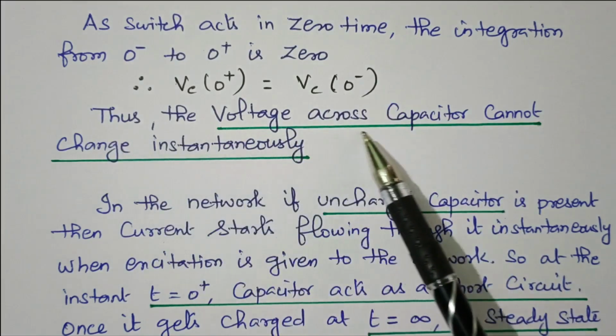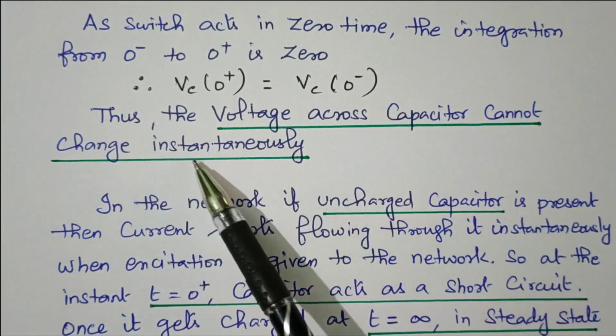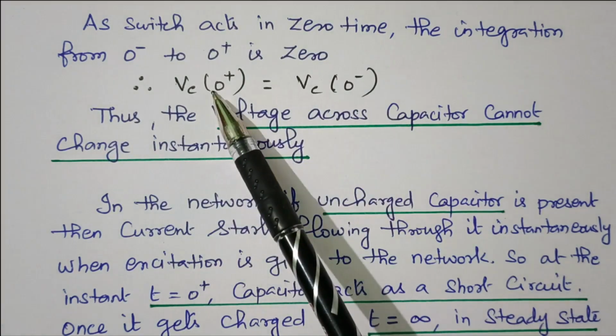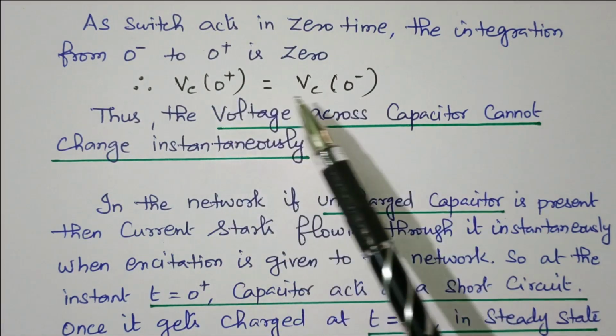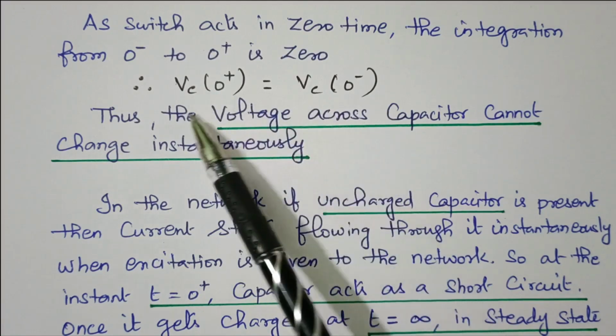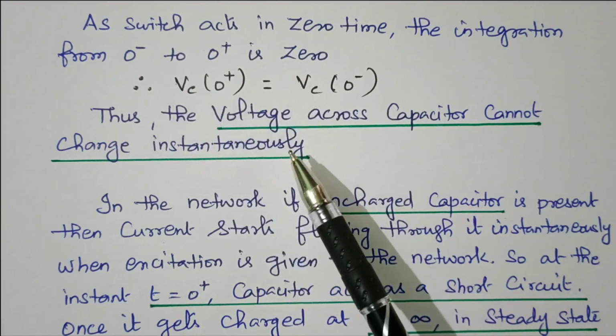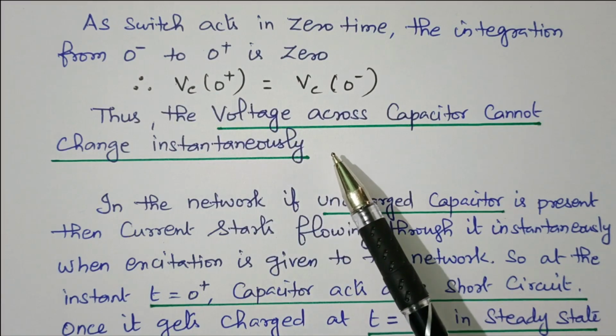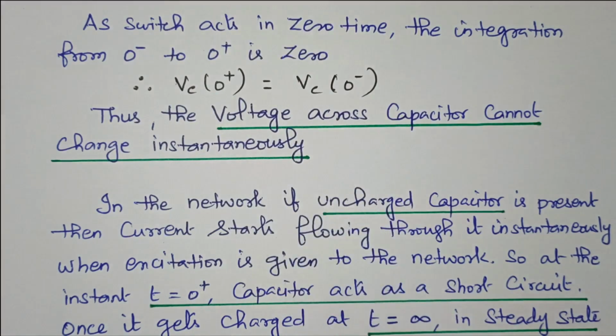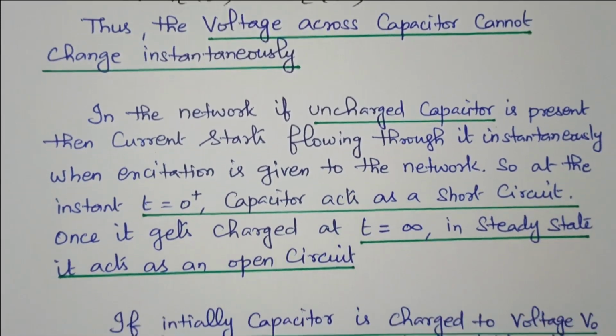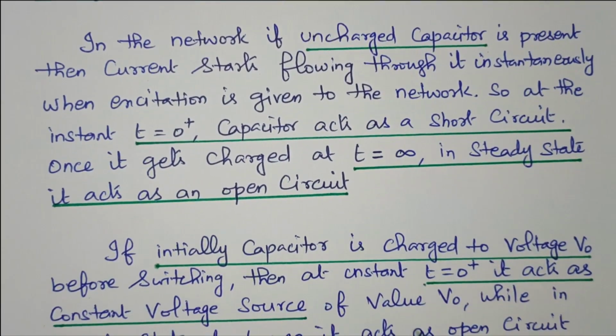Thus, the voltage across a capacitor cannot change instantaneously. Before switching and after switching, the voltages are equal. That is the conclusion we got from the above equation, right? So the voltage cannot change instantaneously. Now we'll go for the further analysis.